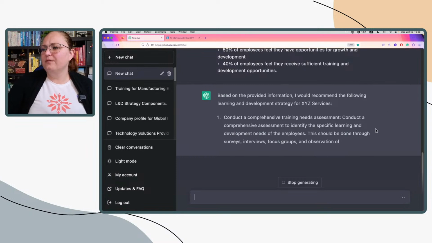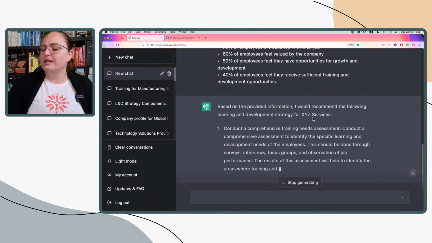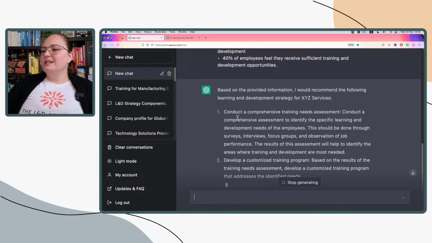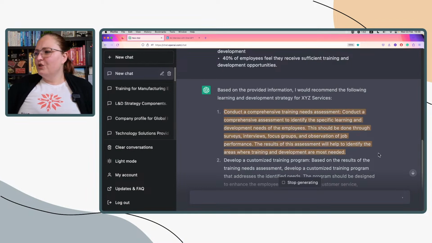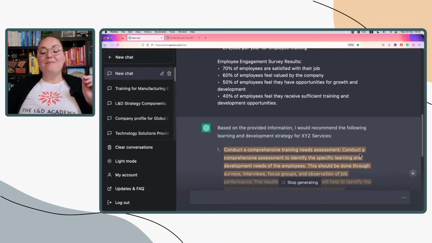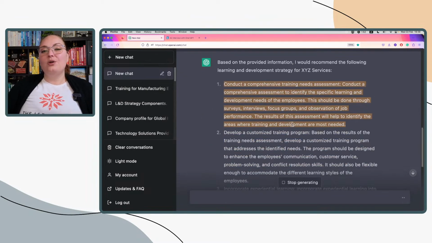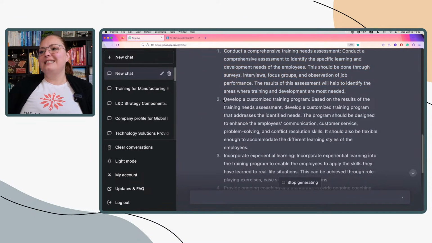So based on the provided information, I would recommend the following learning and development strategy. It's taking a different approach this time around. So let's see. Conduct a comprehensive training needs assessment to identify the specific learning and development needs of the employees. This should be done through surveys, interviews, focus groups, and observations of job performance. The result of this assessment will help to identify the areas where training and development are most needed. So see, it's already bugging me because we have this training needs assessment data. I provided it in the prompt, but it's now telling me, no, you need to do a training needs assessment. Okay, let's see what else.